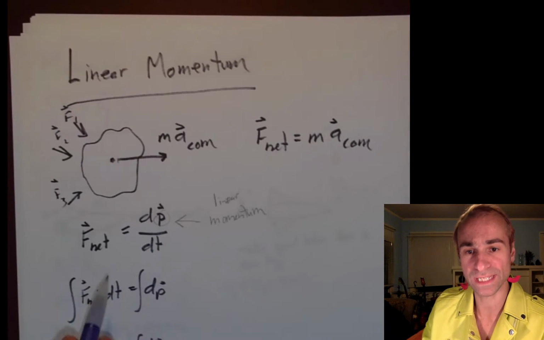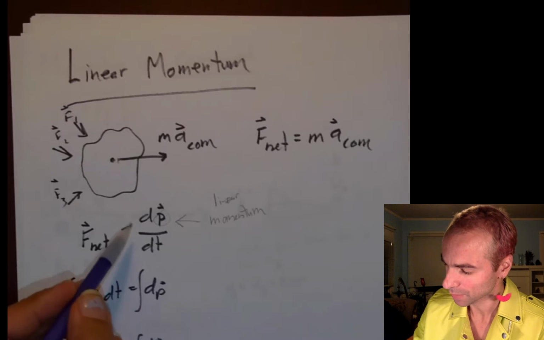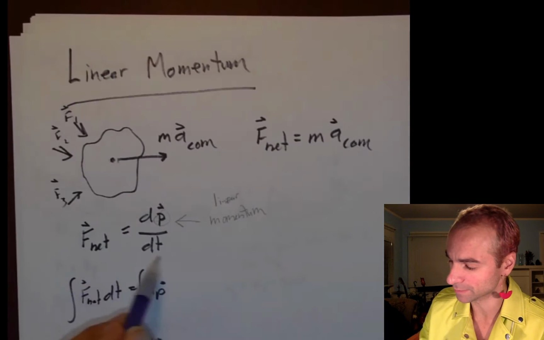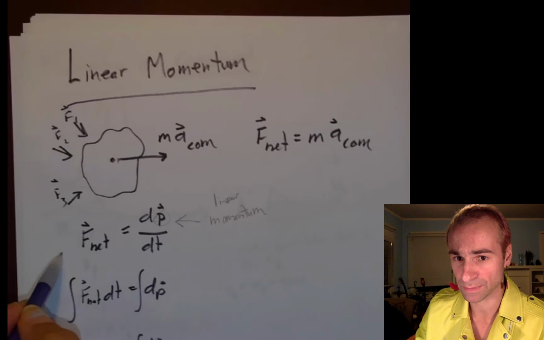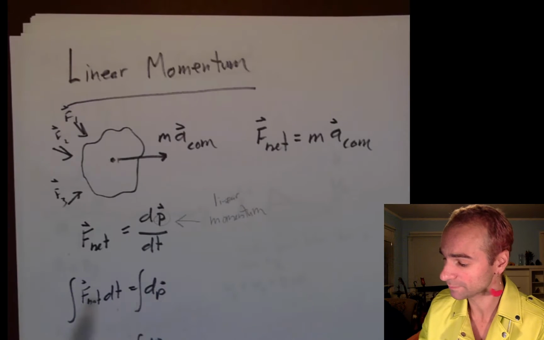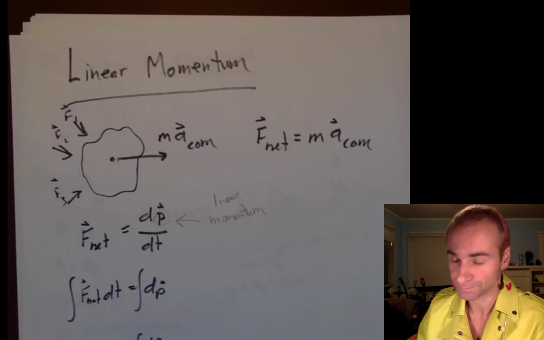So we can solve this differential equation. We multiply the dt over to the other side. So this is a small amount of linear momentum, a small amount of time. We multiply the time to the other side. We get F net times dt, and we get dp on the other side. We take the integral of both sides.